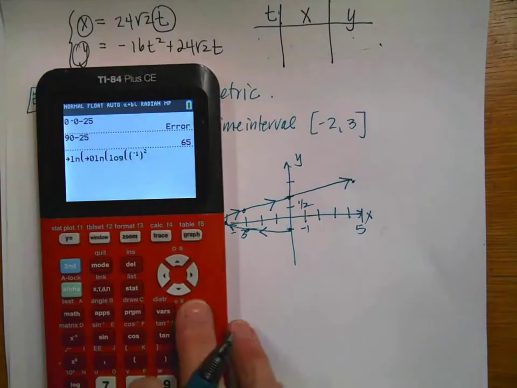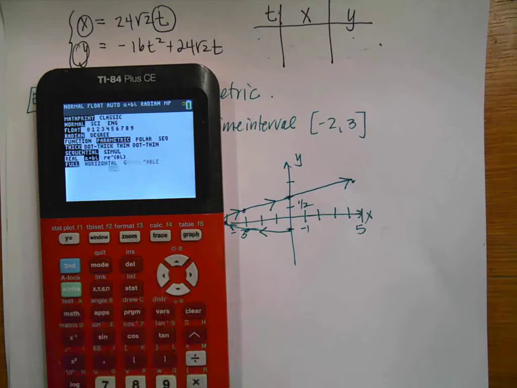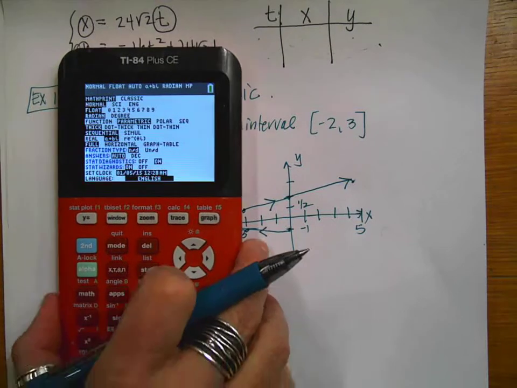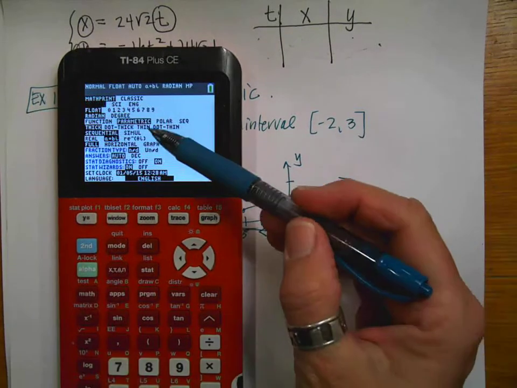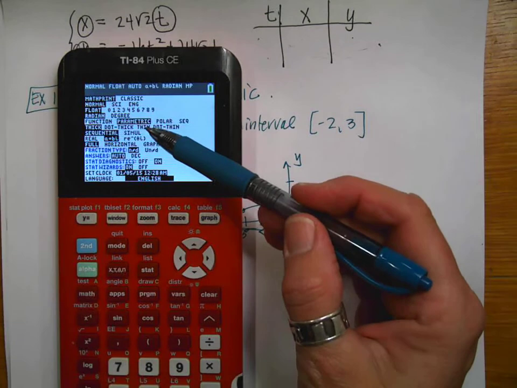So what we're going to do now is clear what's on my calculator. The first thing that I'm going to do, and if you'll notice on my calculator, I have mine in parametric mode.